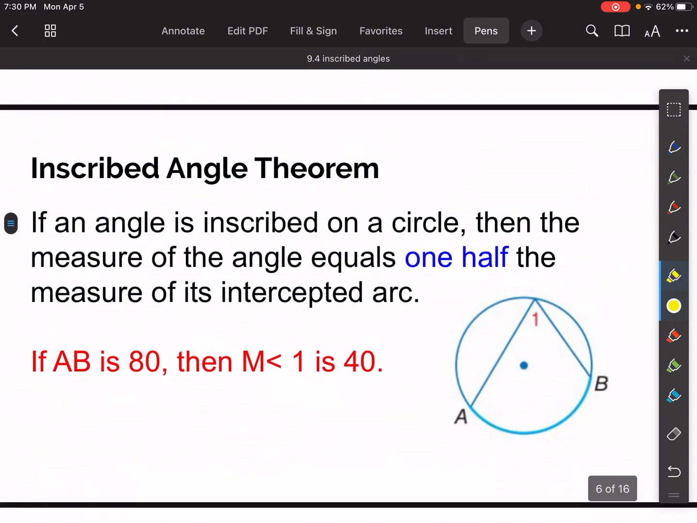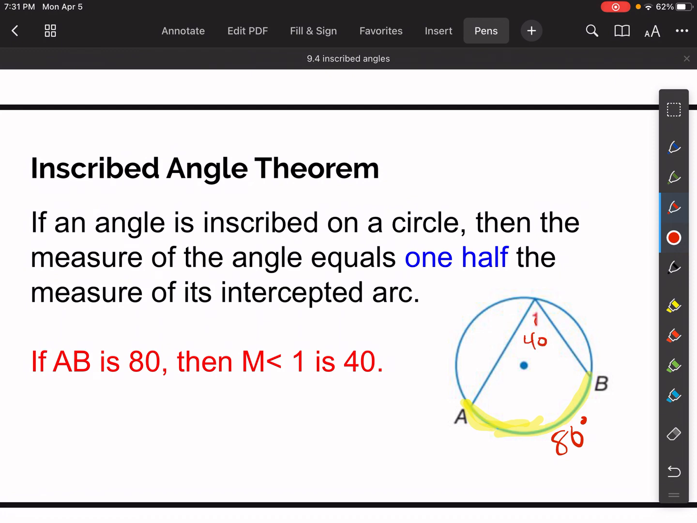All right, now that we've gotten some vocab out of the way, let's get into the first theorem. So the inscribed angle theorem, theorem 9.6, says if an angle is inscribed on a circle, then the measure of the angle equals 1/2 the measure of its intercepted arc. Okay, so here, for this example, it says if AB, okay, so AB is this guy right here. If arc AB, it should say arc. If that is 80 degrees, okay, then the measure of angle 1, okay, back here is 40.